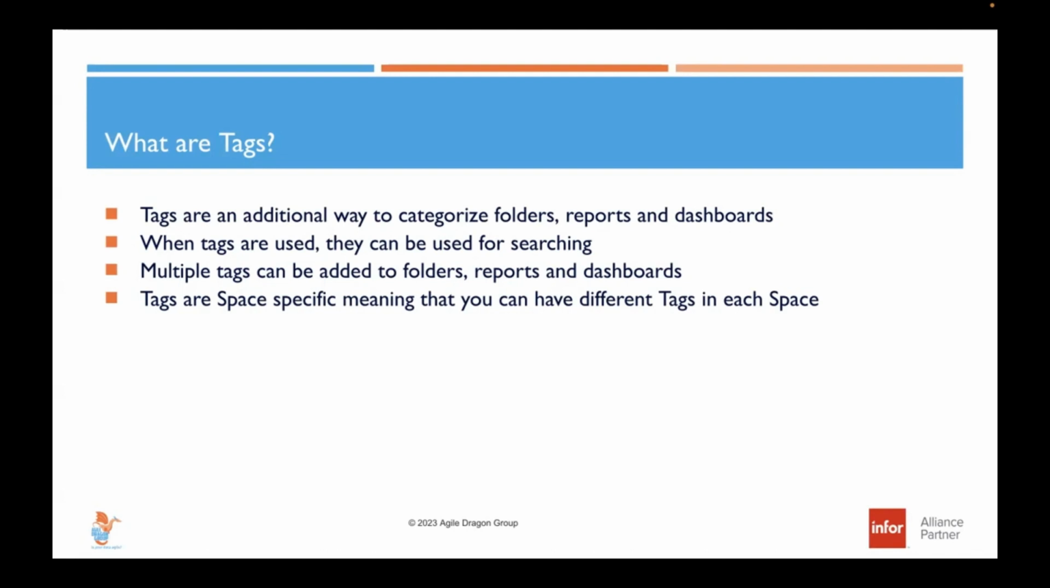Multiple tags can be assigned to each individual asset, making it even more flexible when you're trying to categorize your assets. Tags are space-specific, meaning that if you're working in multiple spaces, each space can have its own unique list of tags associated to the space.